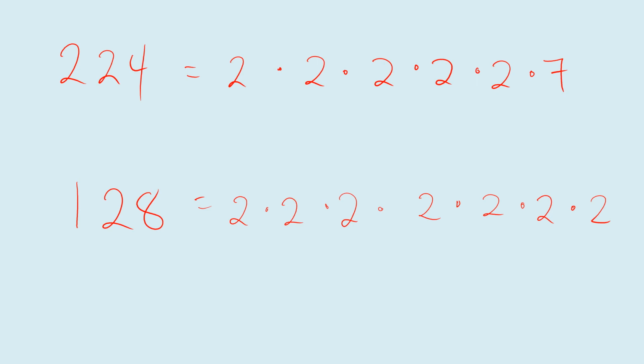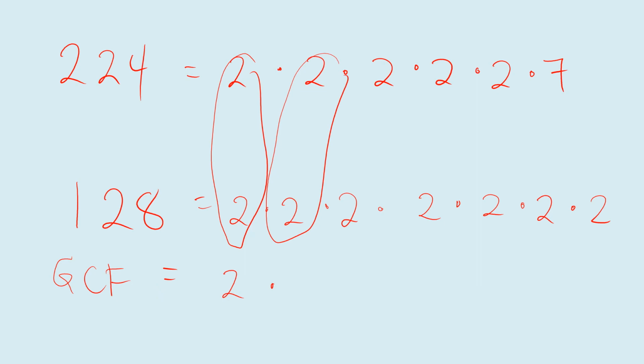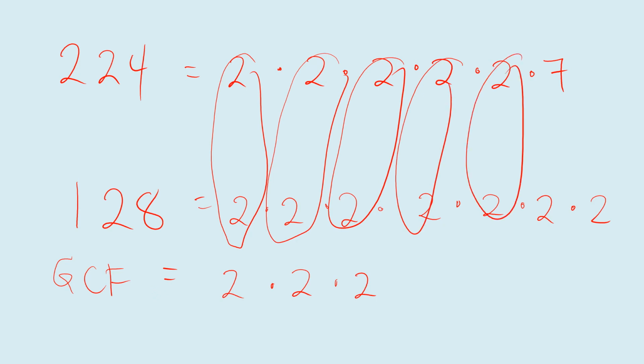So, then tingnan natin kung ano yung ilan ang mga may pares sila. Isang 2 times another 2 times another 2 and another 2, pairs of 2. So that will be 2 times 2 times 2 times 2 times 2. It will give you 32. Okay, therefore, the GCF is 32.